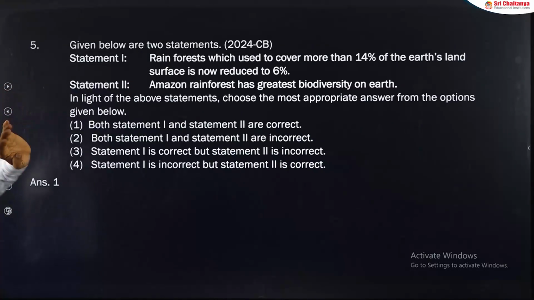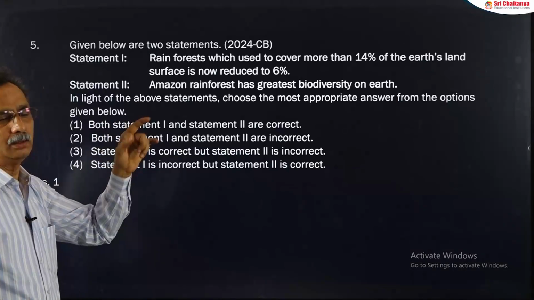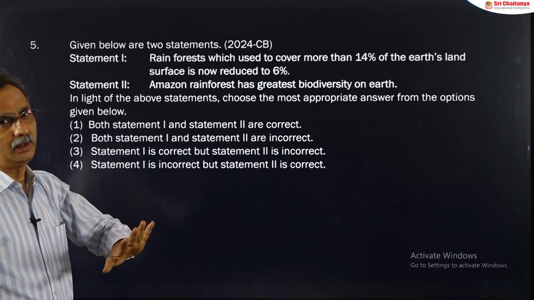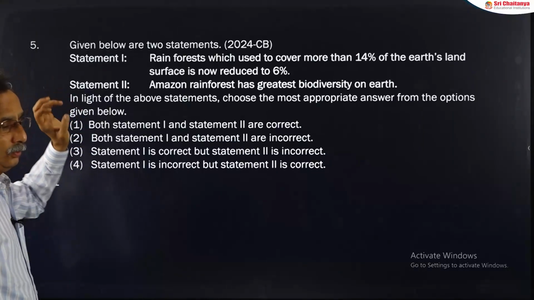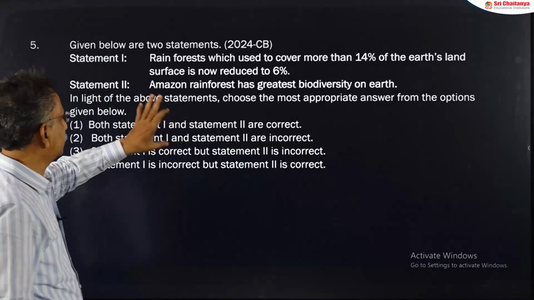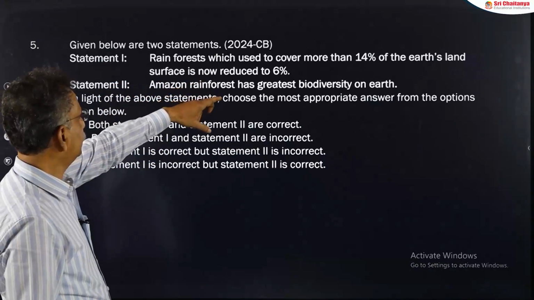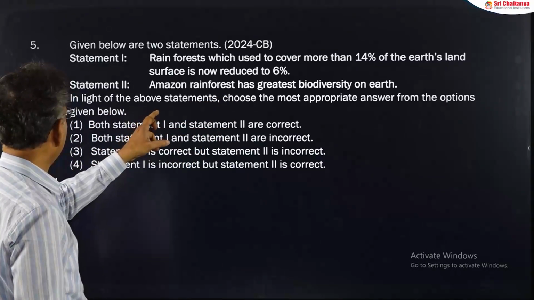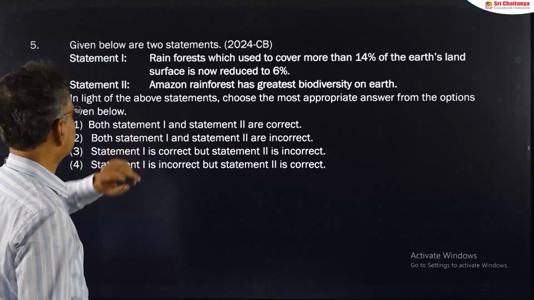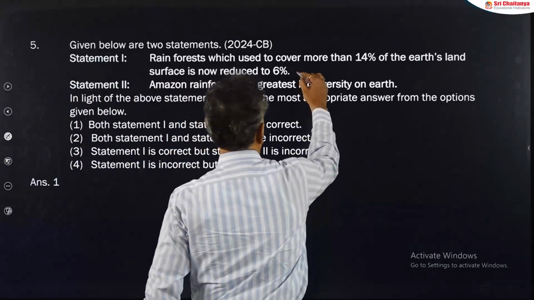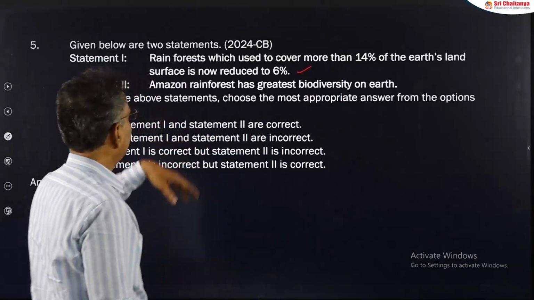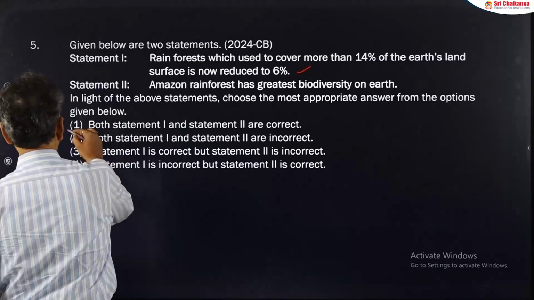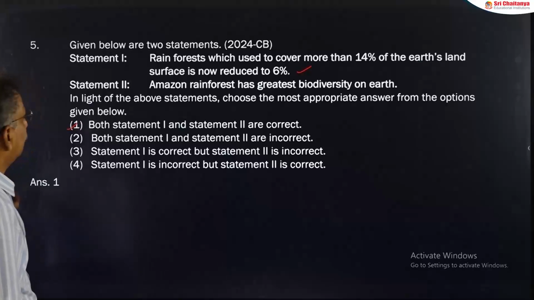In 2024 CB, don't bother about that one, it is some other exam conducted partially in some areas. It's not a regular exam for entire India. Rainforest which used to cover more than 14% of the Earth's land surface is now reduced to 6%. Yes, it is correct. Amazon rainforest has the greatest biodiversity on Earth. Yes, both are correct, so this is the answer.